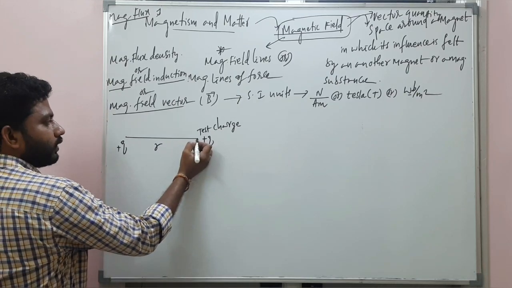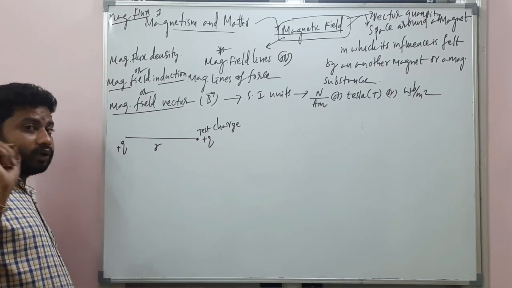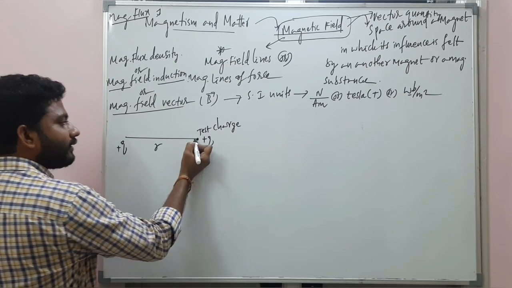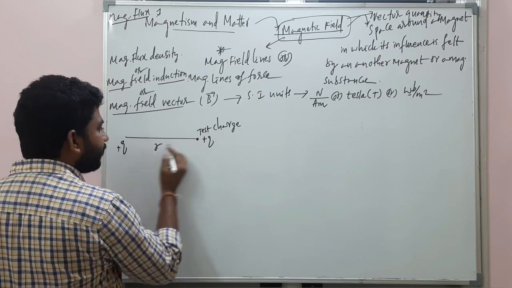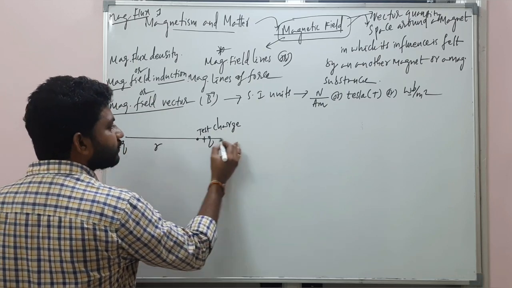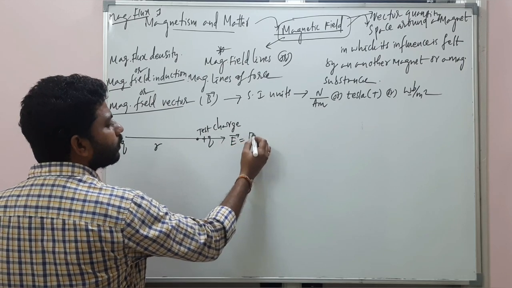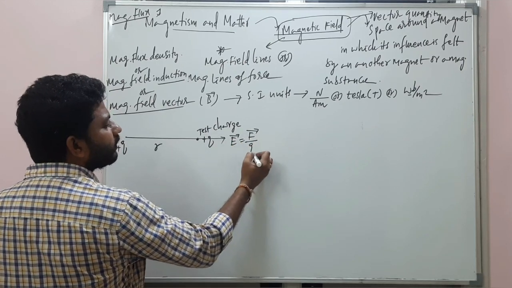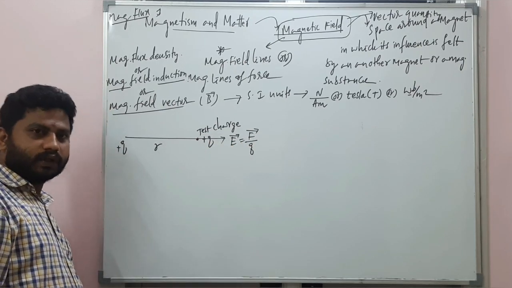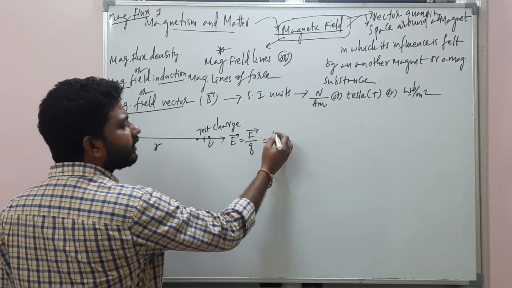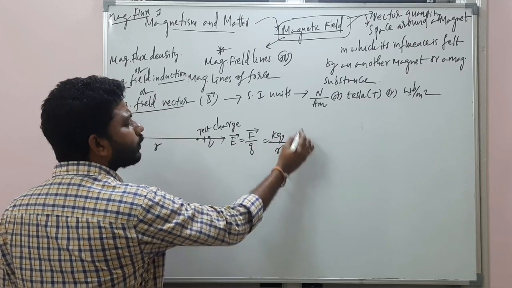At this point, I'm talking about electric field, right? So the electric field at this point will be, this positive charge will repel this positive charge in this way. So the electric field E bar is equal to electric force per unit charge, right? And this electric field is KQ by R square.